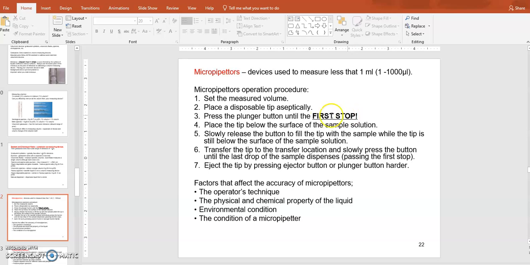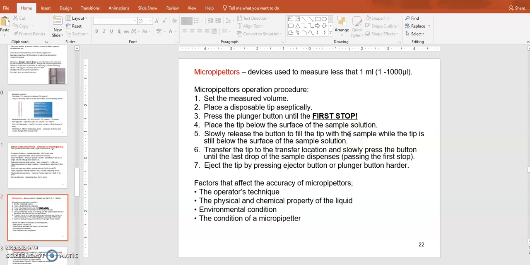And then while your thumb is holding at that first stop, you're going to place your tip below the surface of your solution. So the tip will go under the solution level, and then while you're holding your pipette tip inside of the liquid, you will release your thumb slowly. When you release your thumb slowly, that button will be released because there's a spring that's coiled up, and the spring is being released when you lift your thumb. So that's how your liquid will be drawn in through the pipette tip. You want to do that slowly. If you do it too rapidly, your liquid will be sucked into the pipette barrel.